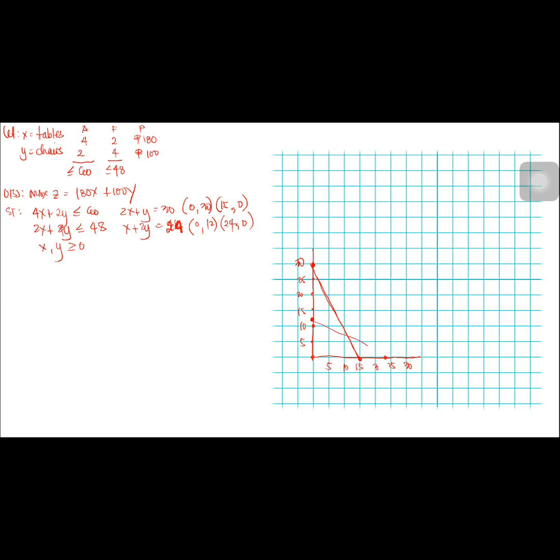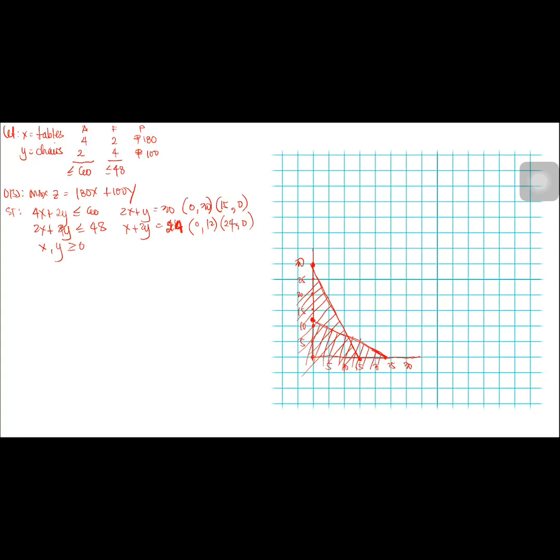Okay, so this is our second line. You have it there. The first inequality is less than or equal to, so we shade this like this. Our second inequality is also less than or equal to, so let's shade this.